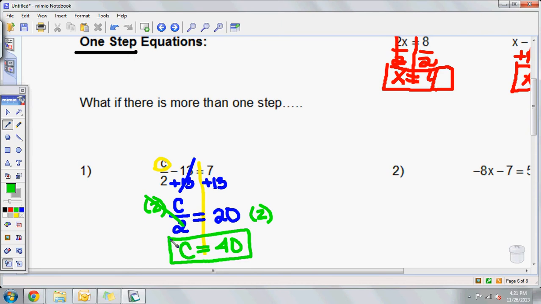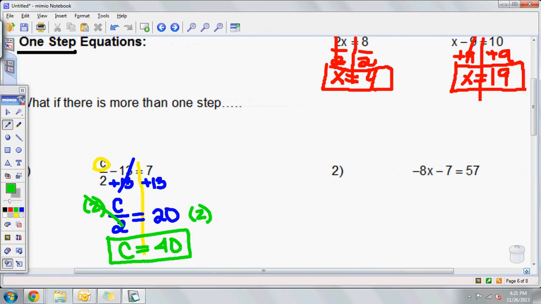Some important things to remember. Circle that variable, get the easiest thing away first. Then you are going to write out both of your steps. It's very, very difficult to do these in your head, so it's important that you show all of your steps, break it down one step at a time. So let's look at number 2.